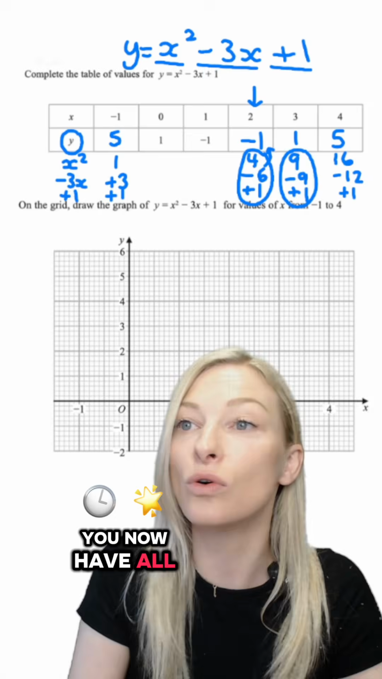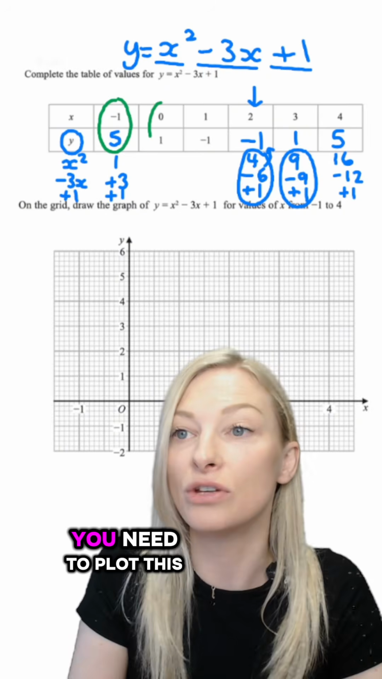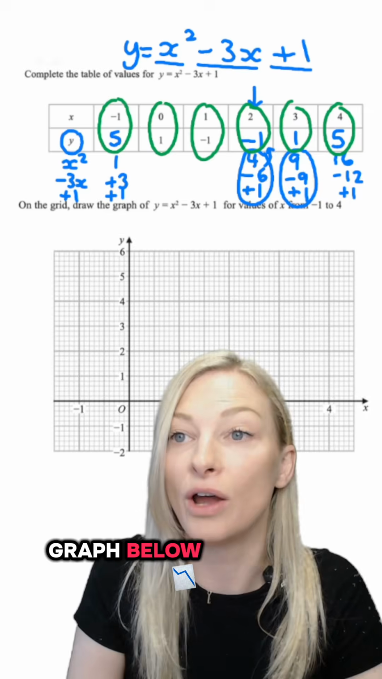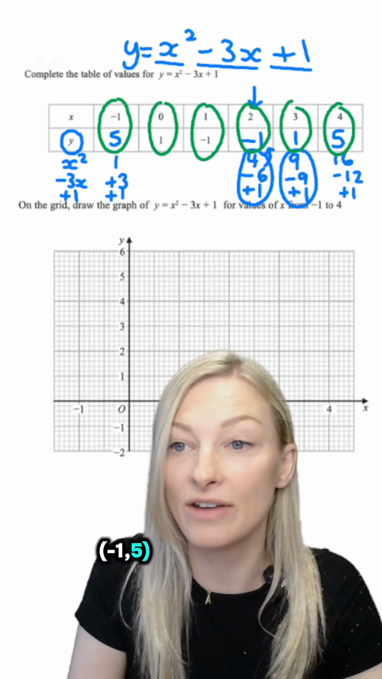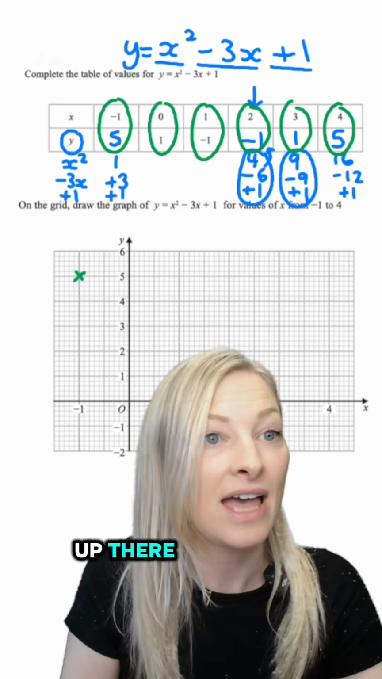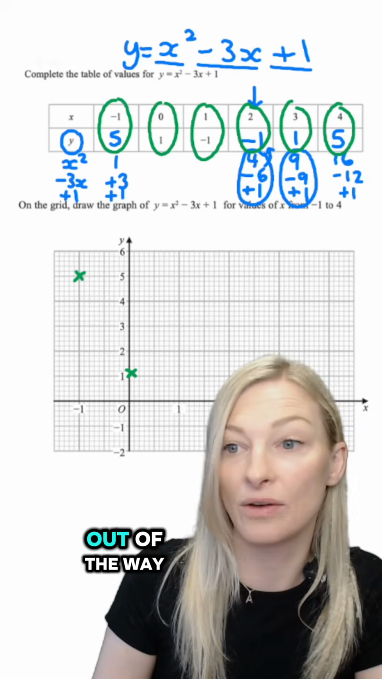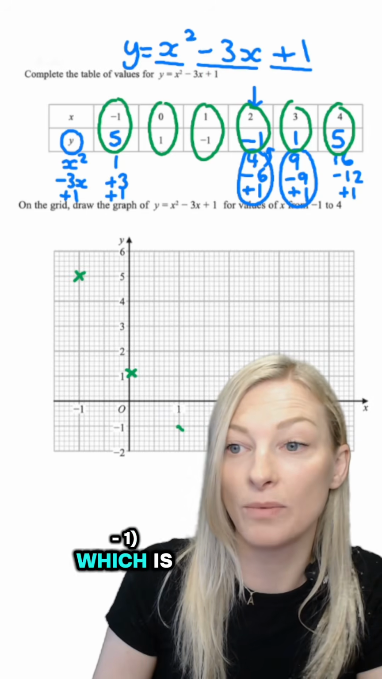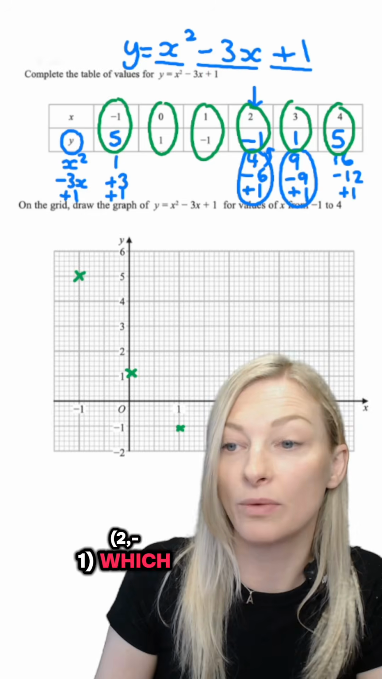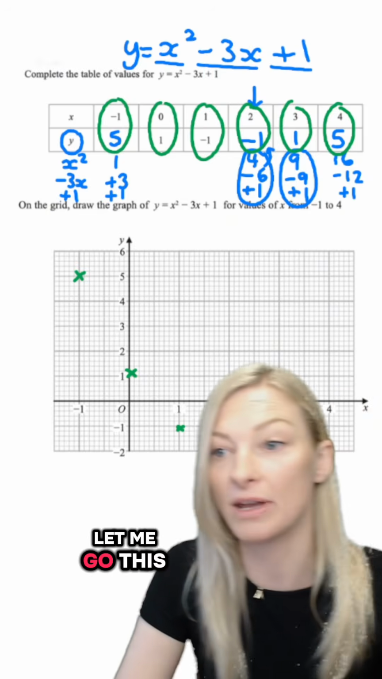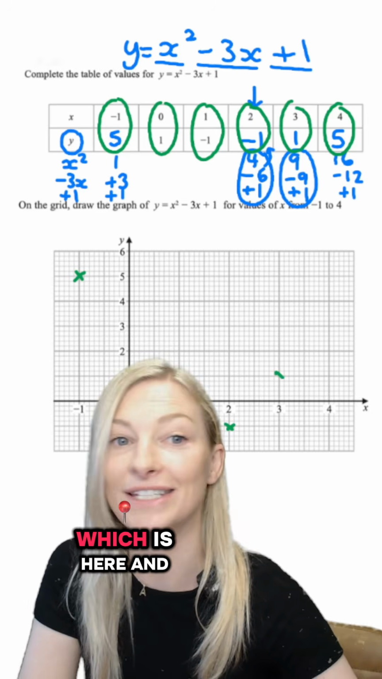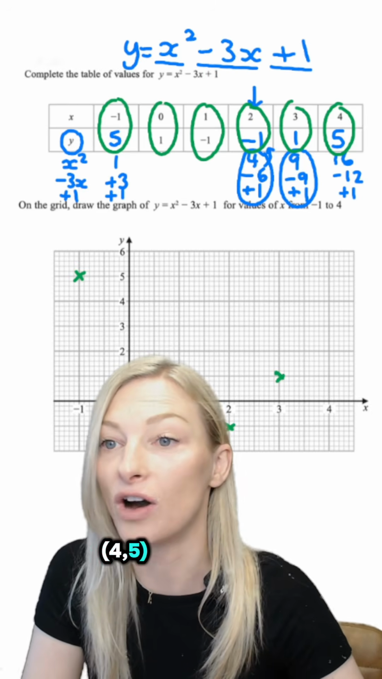You now have all of the coordinates that you need to plot this graph below. So let's start with minus 1, 5. That looks like that up there. And then we've got 0, 1, which is there. I move my head out of the way. We've then got 1, minus 1, which is down here. 2, minus 1, which is here. I really am in the way. All right, let me go this way. And then 3, 1, which is here, and 4, 5, which is here.